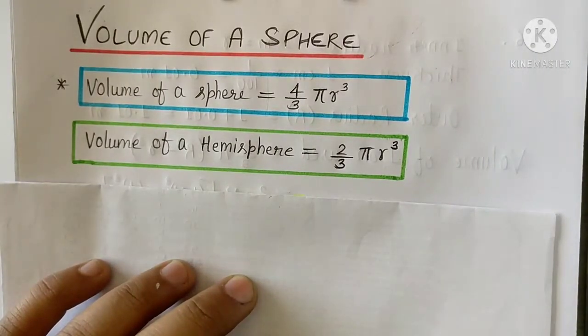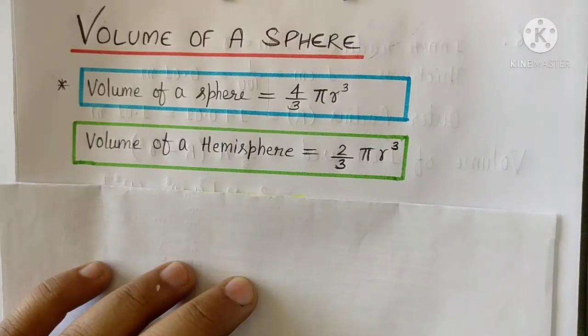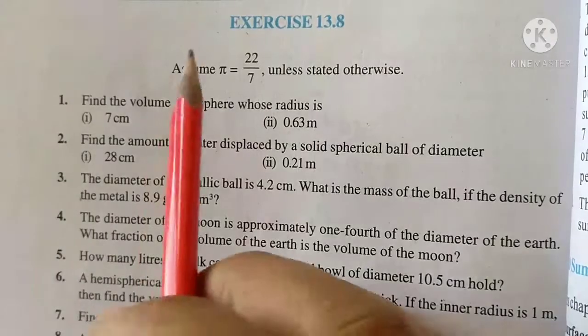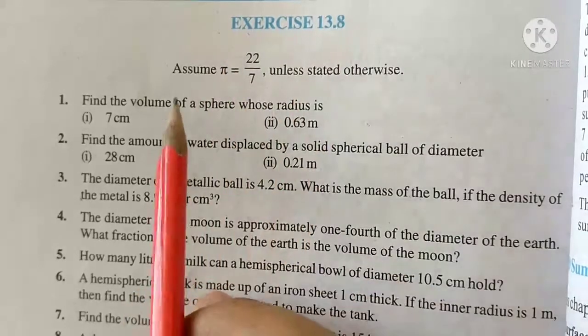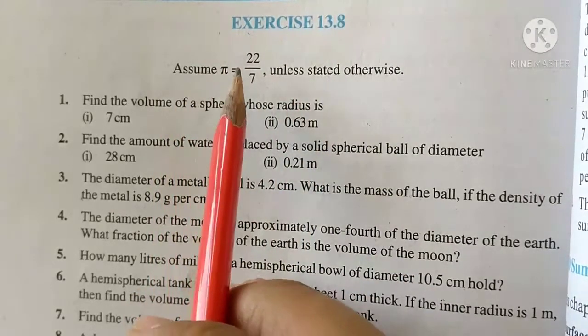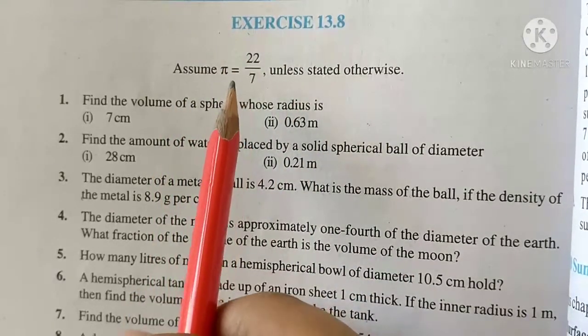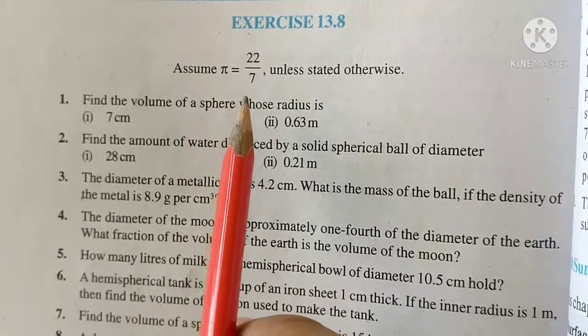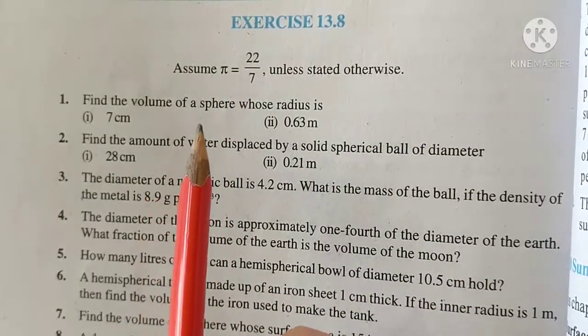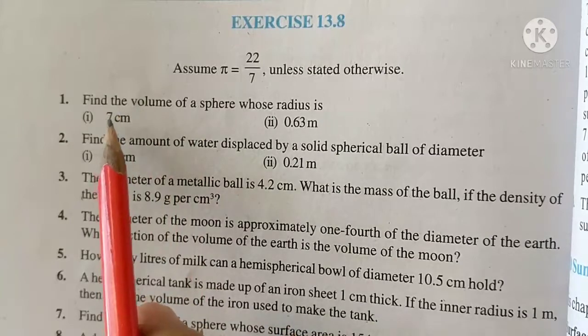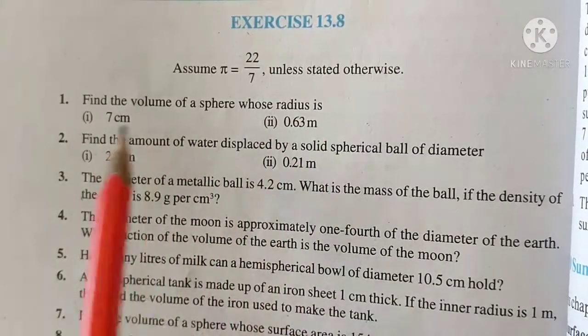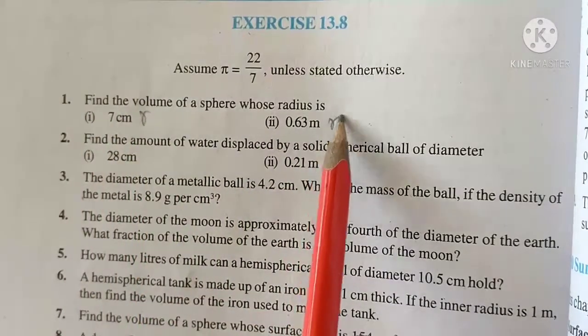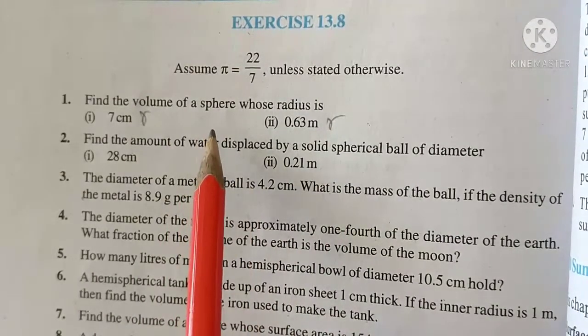Now let's move towards the exercise of this concept based exercise, that is exercise 13.8. As you can see here, exercise 13.8, they are saying that we have to assume pi value as 22 upon 7. So we have to use pi value 22 upon 7 only until they give us the value of pi. Okay. Now first question, find the volume of a sphere whose radius is. So radius is given, this is r given, this is also r given in both parts. We have to find the volume of the sphere.